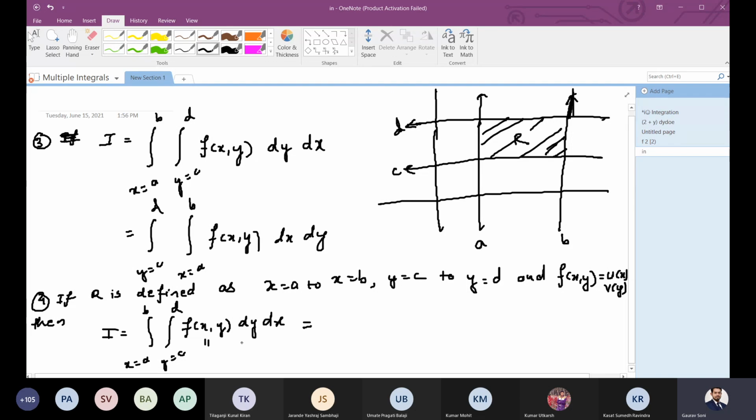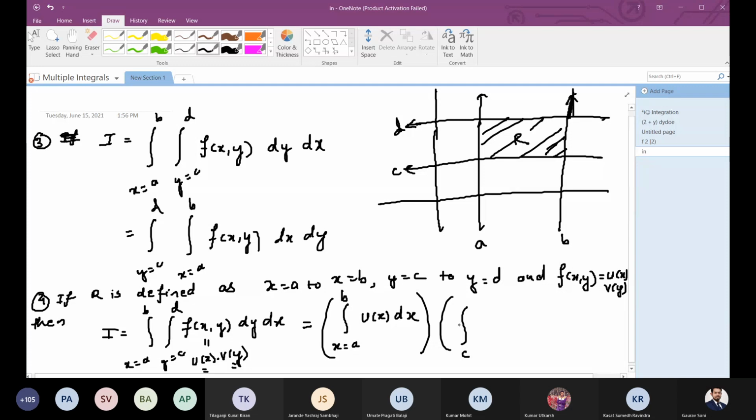Look, f of x y, this is saying that you can write this function f of x y as a product of a function of x and a function of y. So if both the limits are constant and your function can be separated as a function of x and a function of y, then this integration can easily be solved as the integration from a to b of u of x dx, into the integration from c to d of v of y dy.